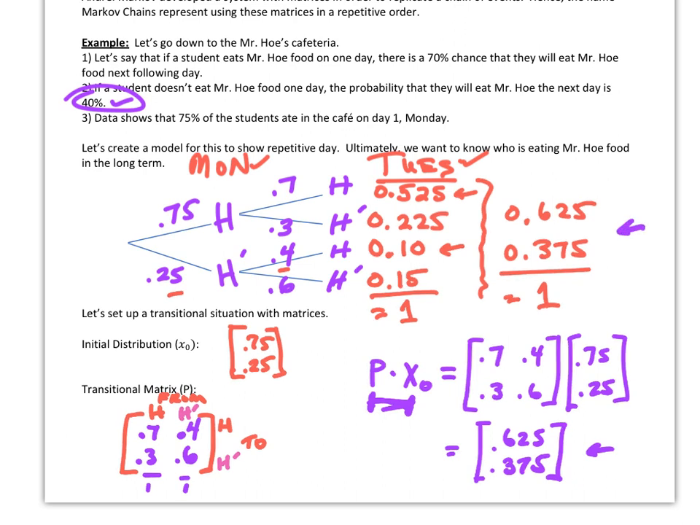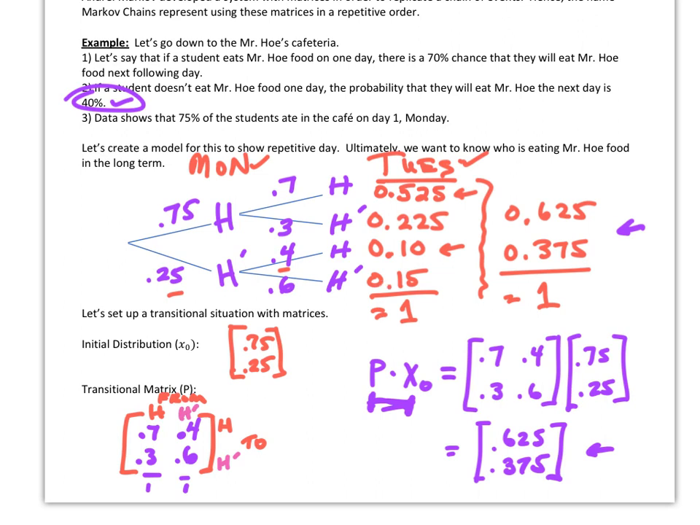Well, why is that? Well, if I remember my matrix multiplication, I'm going to go across and then go down. So this is 0.7 times 0.75, oh, there's that. Let me start again. This is 0.75 times 0.7, and then I also have my 0.4 times my 0.25. That gives me the second day of Mr. Ho. And then likewise, if I go here and then here, that's going to give me the ends of these two right there. Same exact thing.